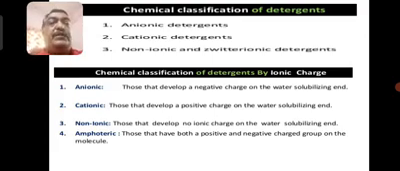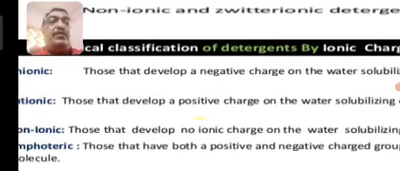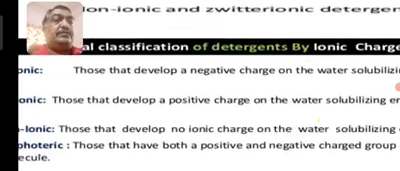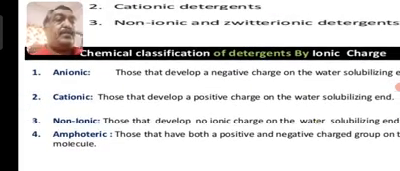So further, anionic detergents are those that develop a negative charge in water, then cationic, those that develop a positive charge in water.